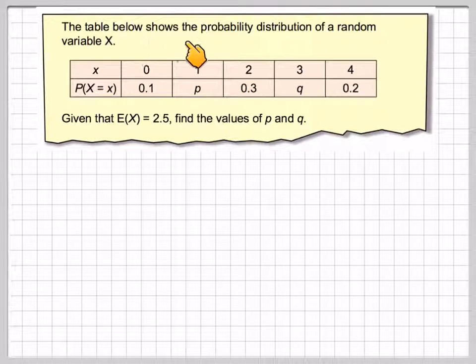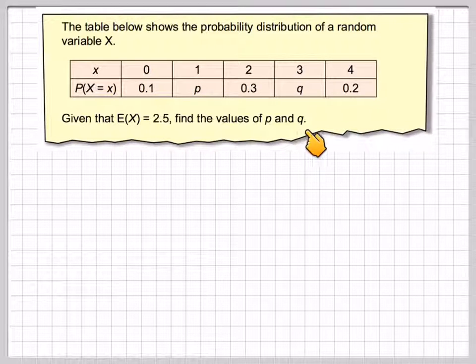The table below shows the probability distribution of a random variable x. Here we have x taking on values 0, 1, 2, 3 and 4, and the probability of each of those being 0.1, p, 0.3, q and 0.2. Given that E(x) is equal to 2.5, find the values of p and q.